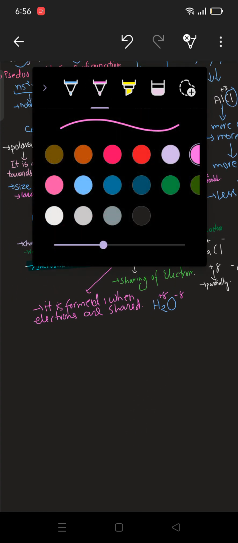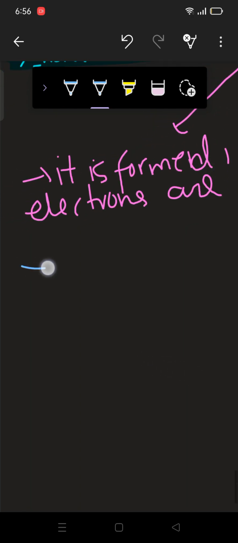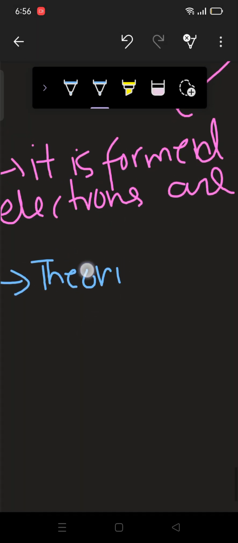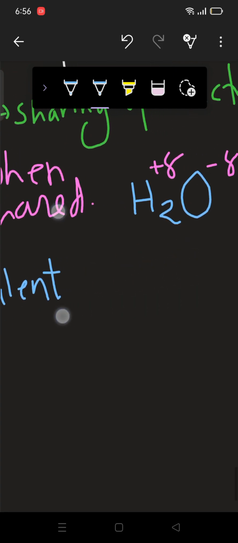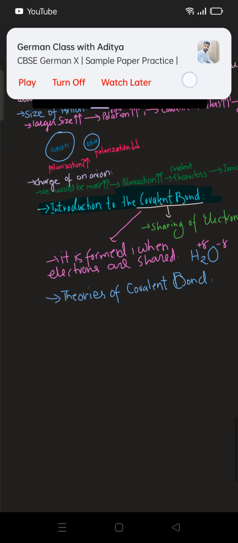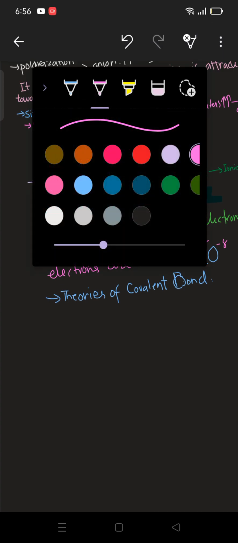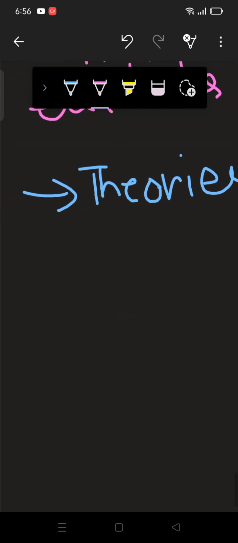Alright, now today we will be discussing an introduction to the theories of covalent bond. How many theories do we have? We will begin our theories of covalent bond with the very first and very old theory, which is the Lewis dot structure.